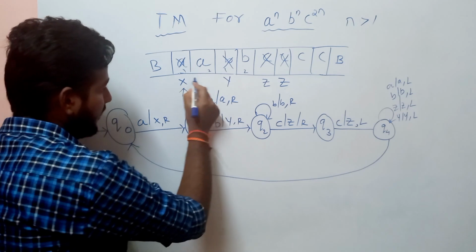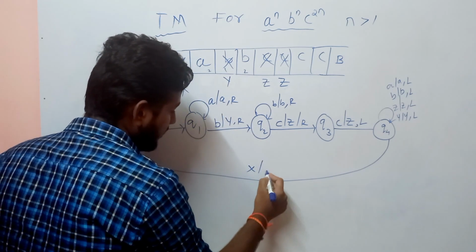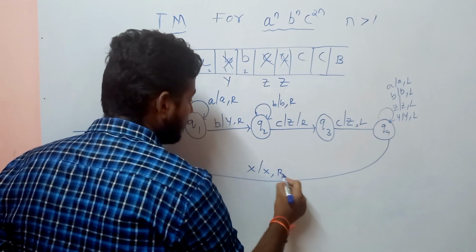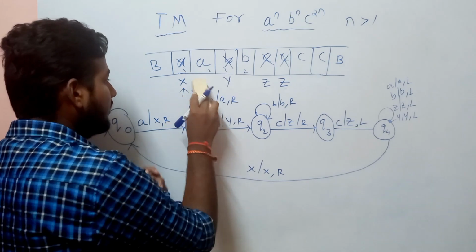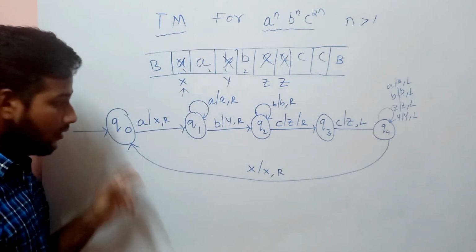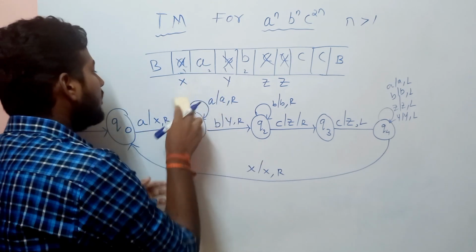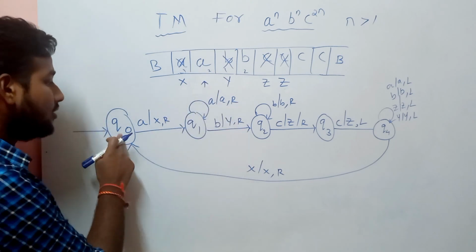Whenever we reach X, now the pointer is at here. X remains as X and its direction changes from left to right. The pointer is from left. Now whenever it meets X, Q4 changes into Q0 and the direction changes into right. Now the pointer is at here. Now the state is Q0.